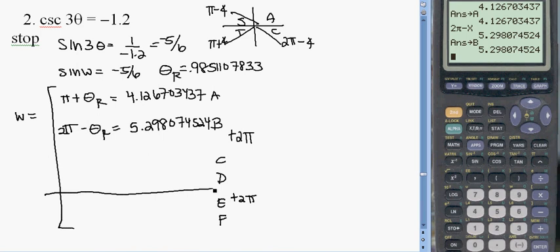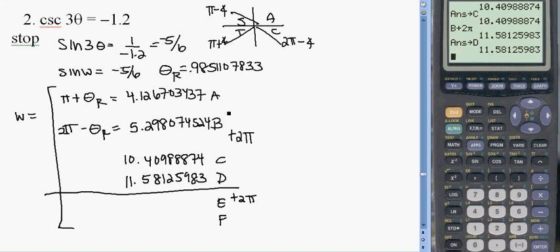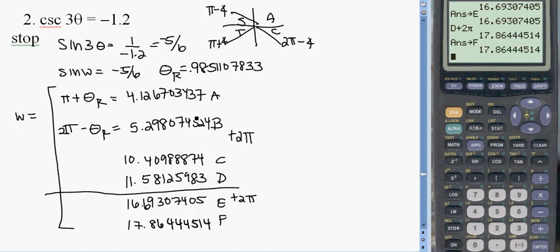So I'll put a little line here. I'm going to do this off camera. I'm just going to add 2 pi to this one and 2 pi to that one, write them as C and D respectively, and then we'll come back and talk in a second. So I added 2 pi to this one, got 10 point something. Add 2 pi to that one, got 11 point something. Now I'm going to add 2 pi to each of these and write them as E and F and store them accordingly in my graphing calculator.